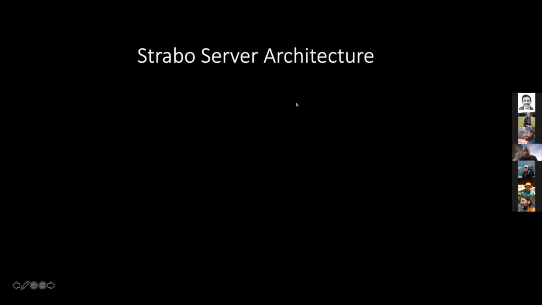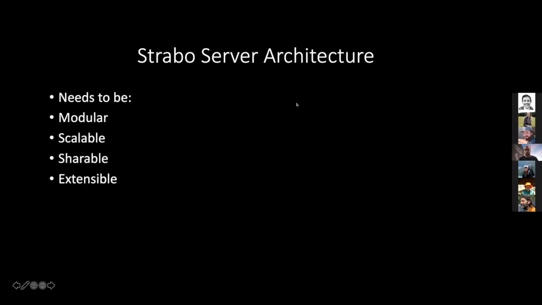So let's step back a minute and talk about the Strabo server architecture. Early on, when we were deciding how to build the back end, there were some clear needs that we wanted to take into account before we started. The needs were to be modular, scalable, shareable, and extensible, and the solution that we came up with is to put everything in a Docker container. So the StraboSpot backend runs in the cloud in a Docker container. This allows everything to be modular, highly extensible, and ultimately shareable, which is what we're leading to here.